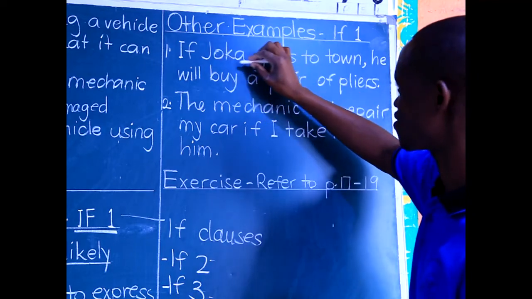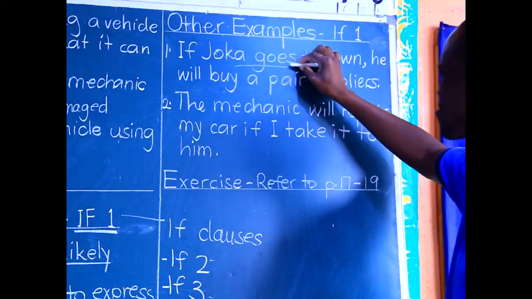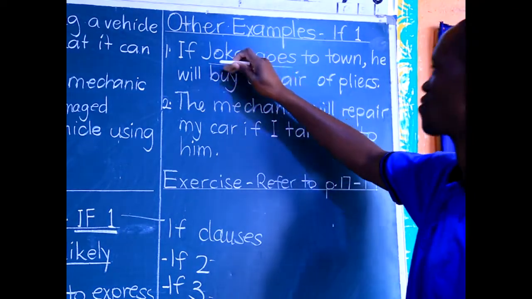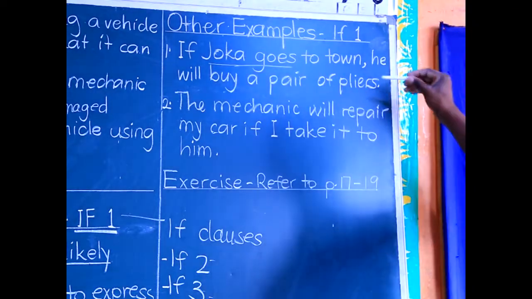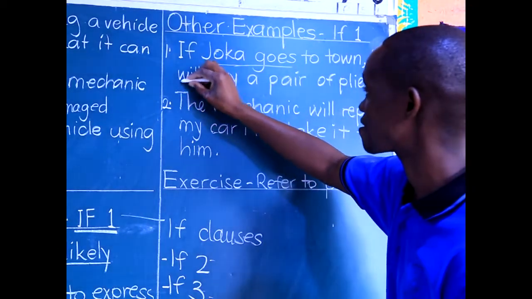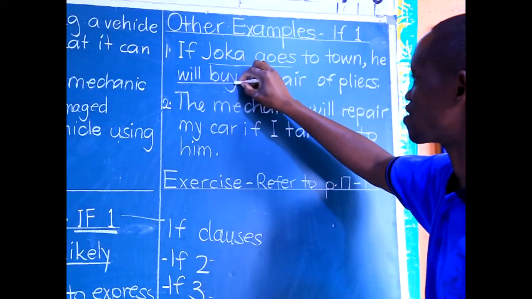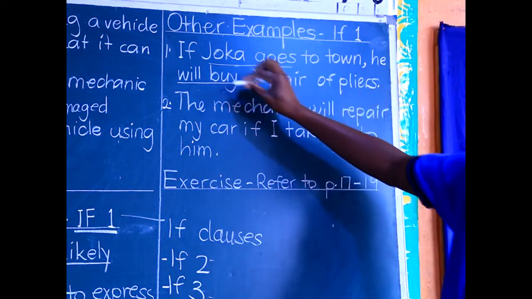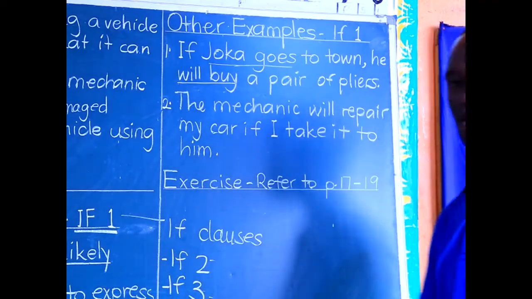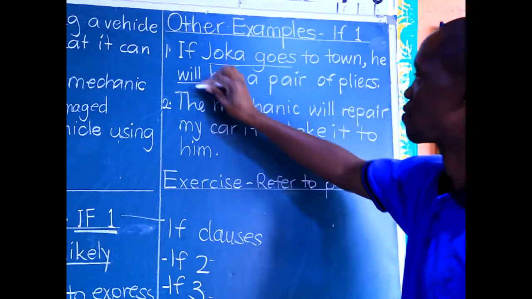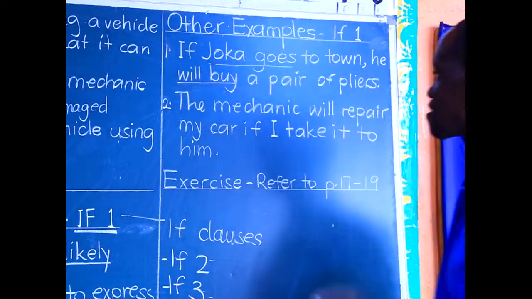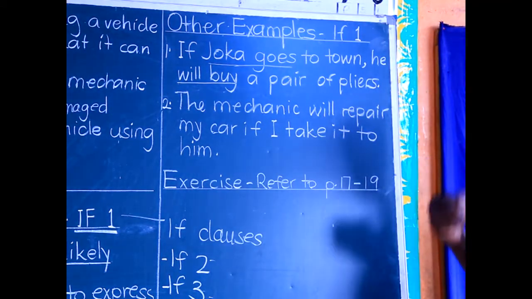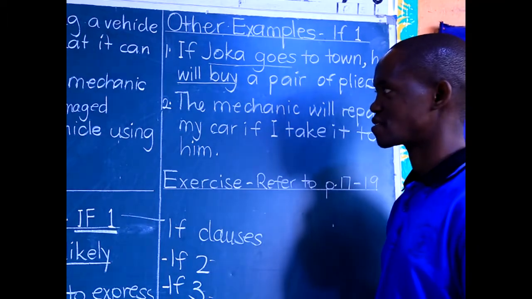the condition is going to town. Joker goes to town. And this is expressed in the present simple. Joker goes. That is present simple. He will buy. This is the result. The result of going to town is buying a pair of pliers. So we express the result, like we have said in the table, in the future simple, where we use will or shall plus a verb in its infinitive form. If Joker goes to town, he will buy a pair of pliers.